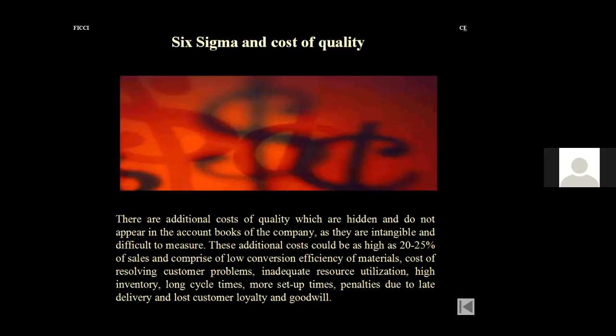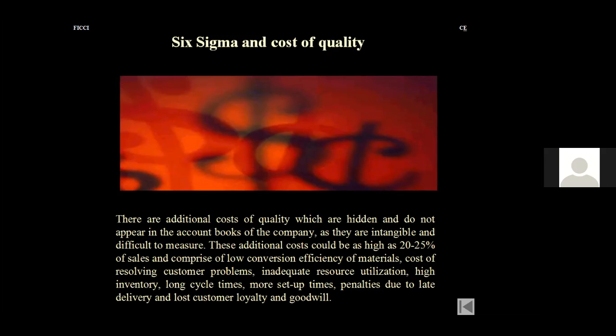There are a lot of quality costs which are openly visible, and there are so many quality costs which are hidden. So we can categorize our quality costs in two categories: hidden and open, or hidden and visible.